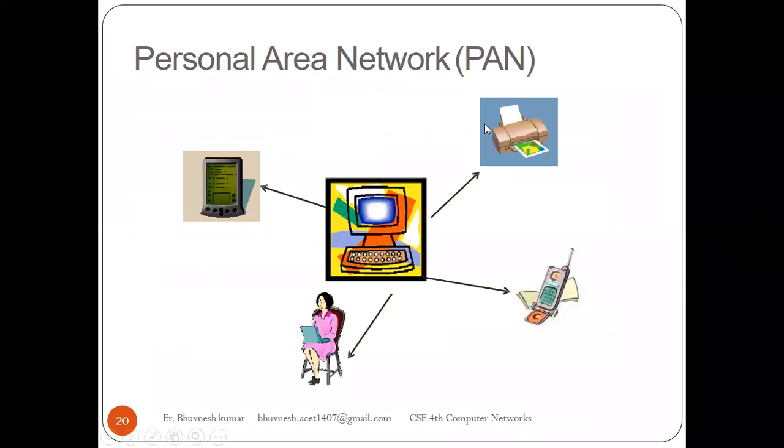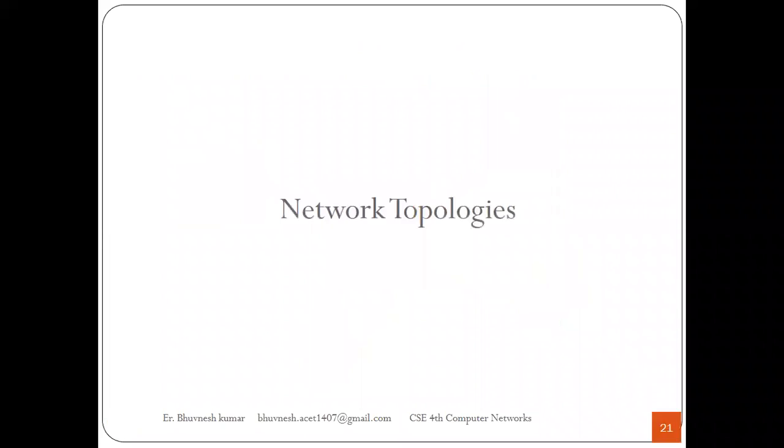Okay, this is your image. Hope you understand the concept of the personal area network. There is a limited range between 5 to 10 meters. The devices in your personal area that can be connected, wired or wireless, within a range of 5 to 10 meters come under your personal area network.